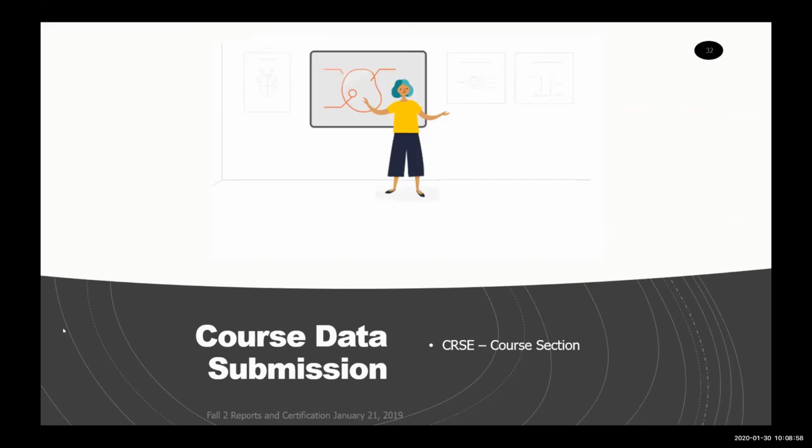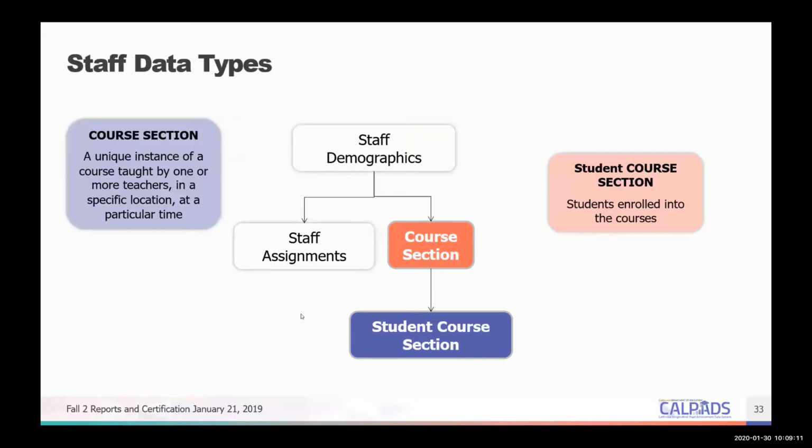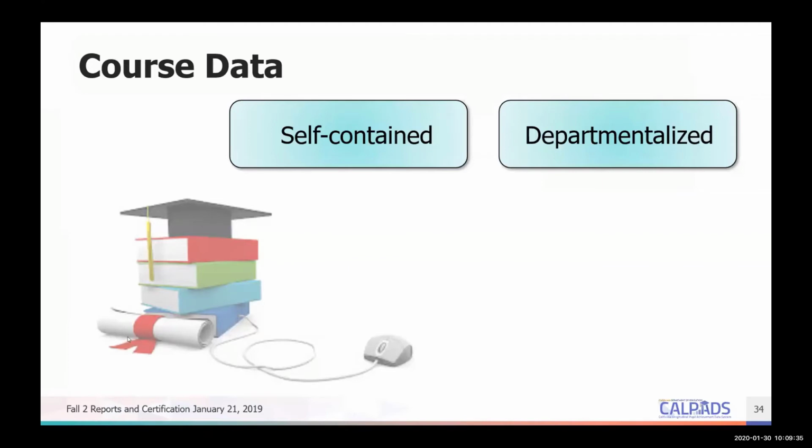And so let's talk a little bit about the course data submission. Just like the staff data submission, the course submission is going to be submitted in two files. First, the course section, and then the student course section. The course section must be submitted first to establish the courses, right? The course section is a unique instance of a course taught by one or more teachers in a specific location at a particular time. After we've established our courses, we can enroll our students using the student course section, which that file is specifically used to do.